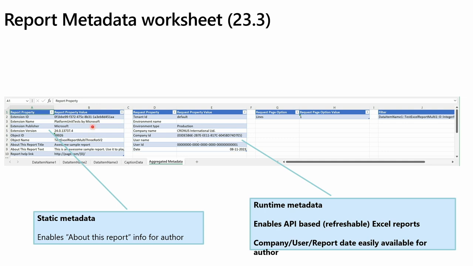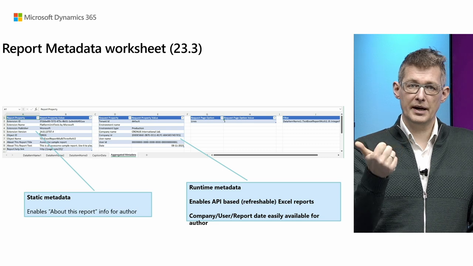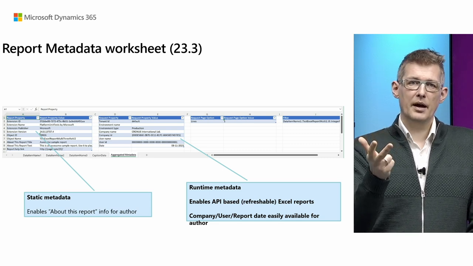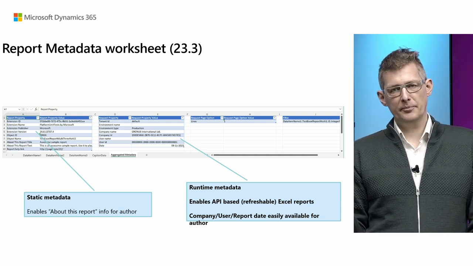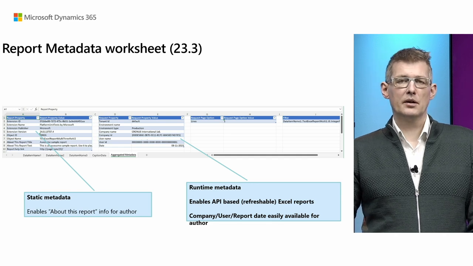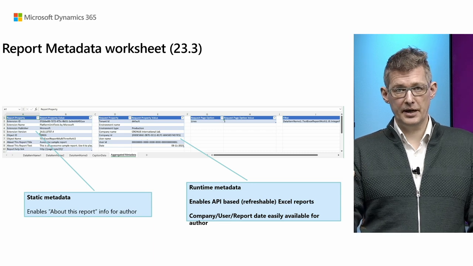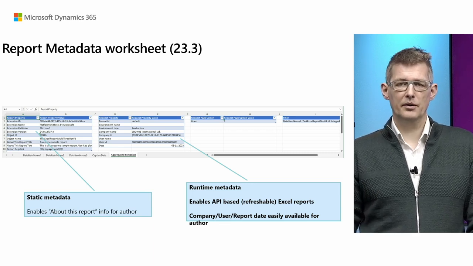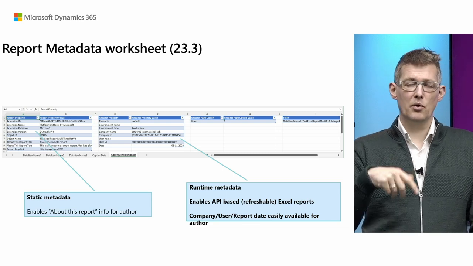things from the report object itself. So things like what extension does it come from, and so on. Most importantly for you as a report layout designer are the three things: about this report title, about this report text, and the report help link. Because if the report object developer added this metadata for the teaching tip, title and text, and for the report context-specific help link, you can actually use this in the Excel report itself.